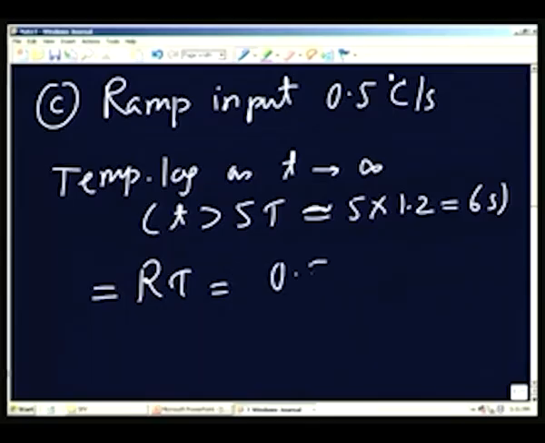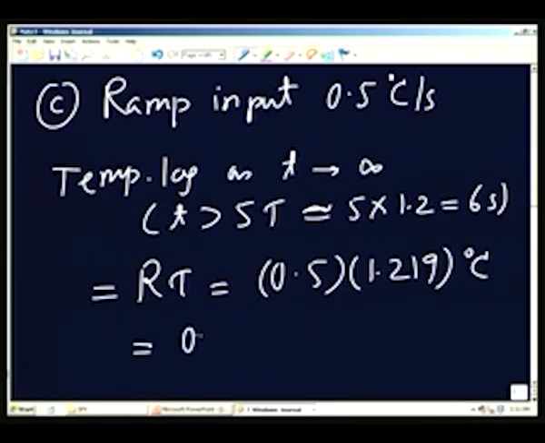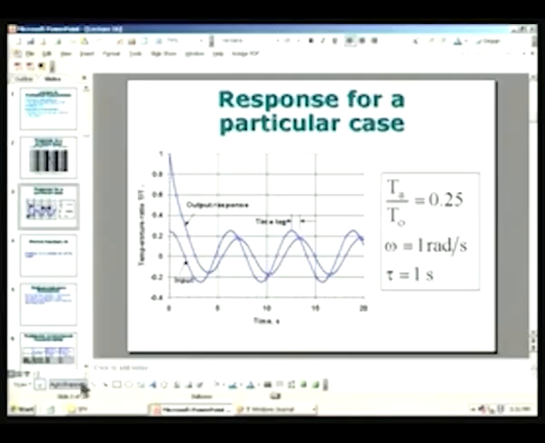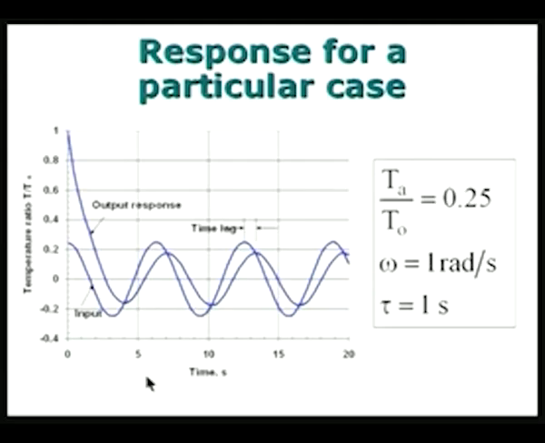R is 0.5 multiplied by 1.219. This is so many degrees Celsius, and this comes to 0.61 degree Celsius. That means there is a 0.6 degree difference between the temperature indicated by the sensor and the actual temperature of the ambient, which is varying with respect to time according to a ramp input. So, this sort of completes our discussion on the transient temperature measurement, and then we are ready to go back to our main theme of measuring temperature.